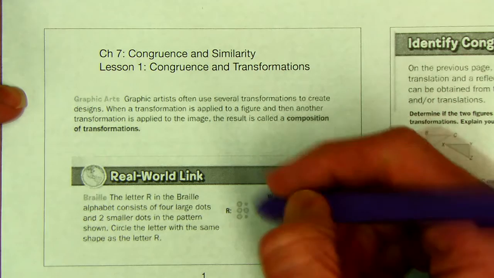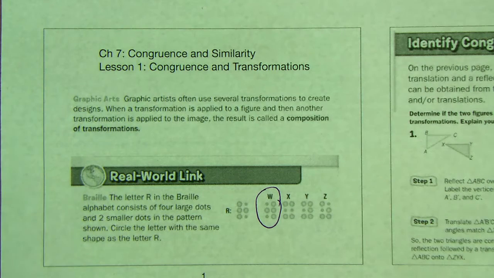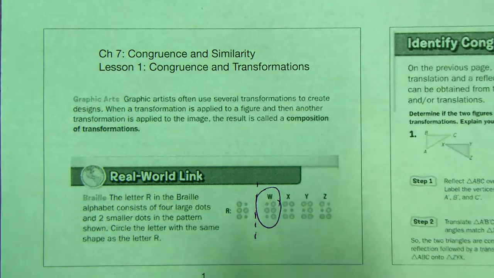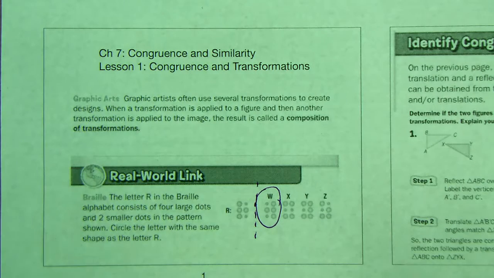What transformation took place there for it to be the same shape? It doesn't look exactly like R because it is a reflection. If I were to draw a line right here and reflect it over that line, it would be R and then W. So it is a reflection, okay, over a vertical line.